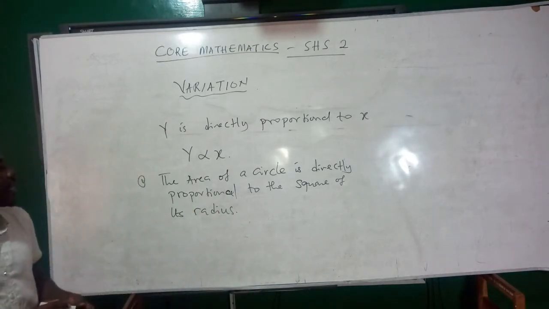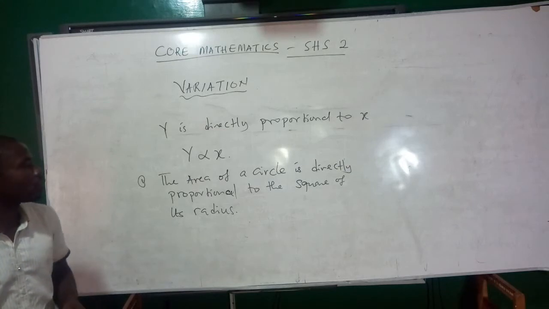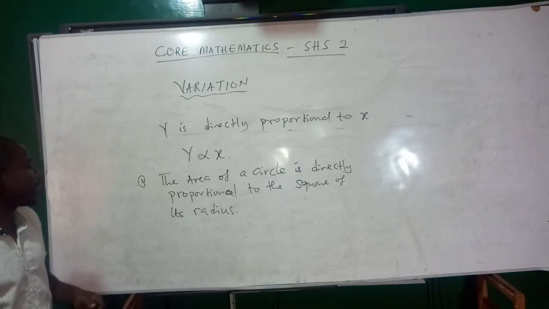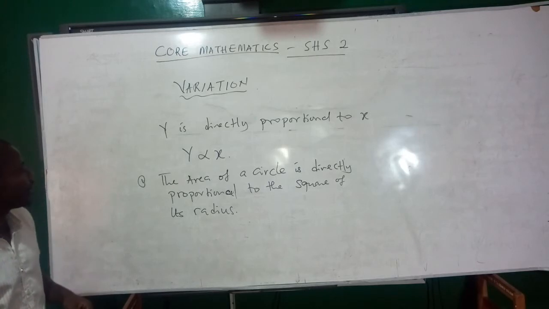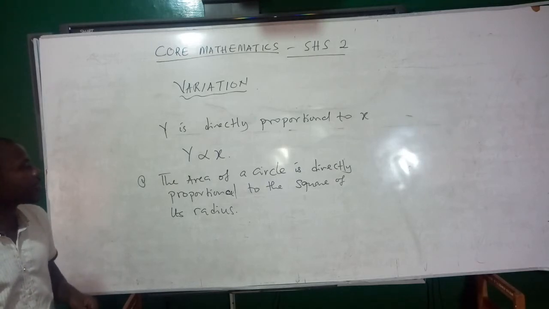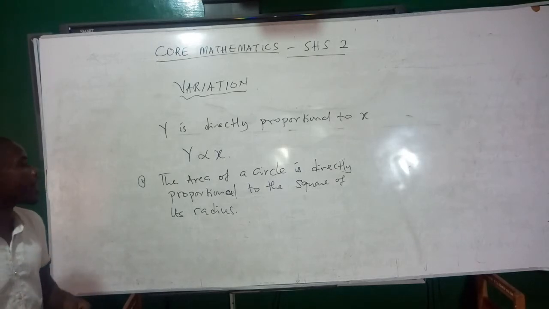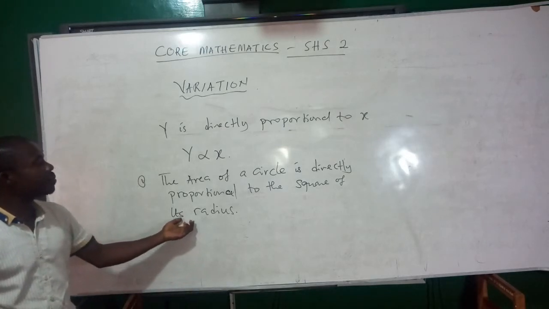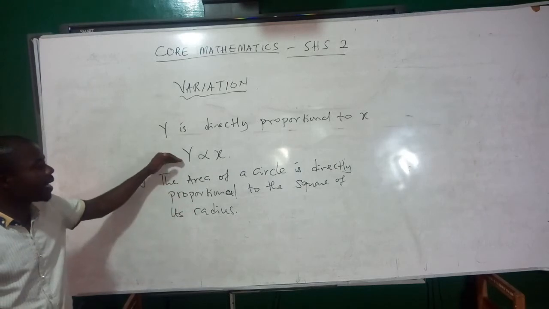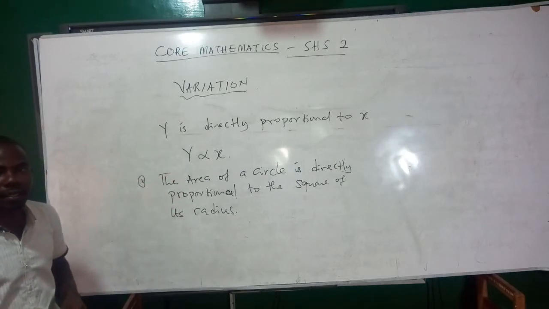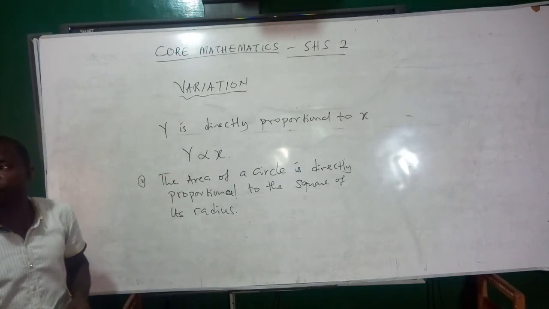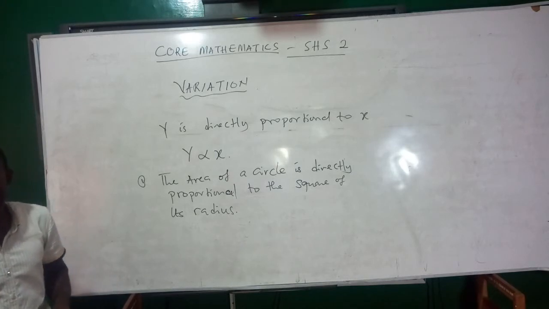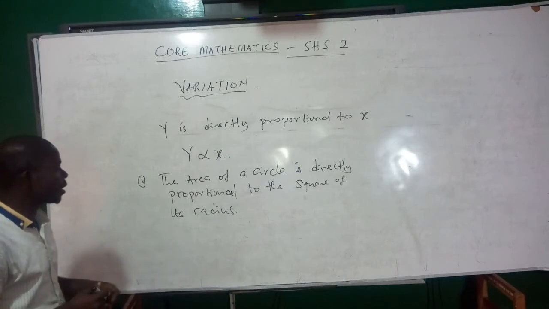The area of a circle is directly proportional to the square of its radius. Try to write this mathematically or symbolically for us to see. You have 2 seconds to do that. I know the time is up, so let's see if you've done it correctly.